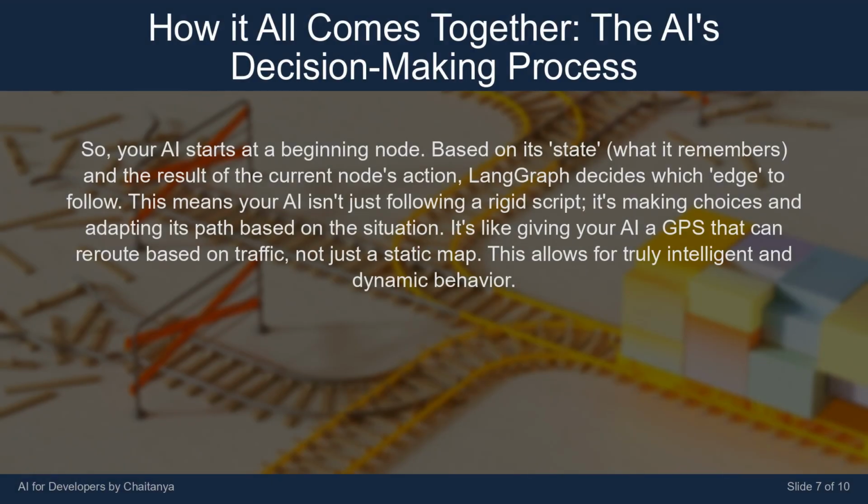So, your AI starts at a beginning node. Based on its state, what it remembers, and the result of the current node's action, LangGraph decides which edge to follow. This means your AI isn't just following a rigid script. It's making choices and adapting its path based on the situation. It's like giving your AI a GPS that can reroute based on traffic, not just a static map. This allows for truly intelligent and dynamic behavior.